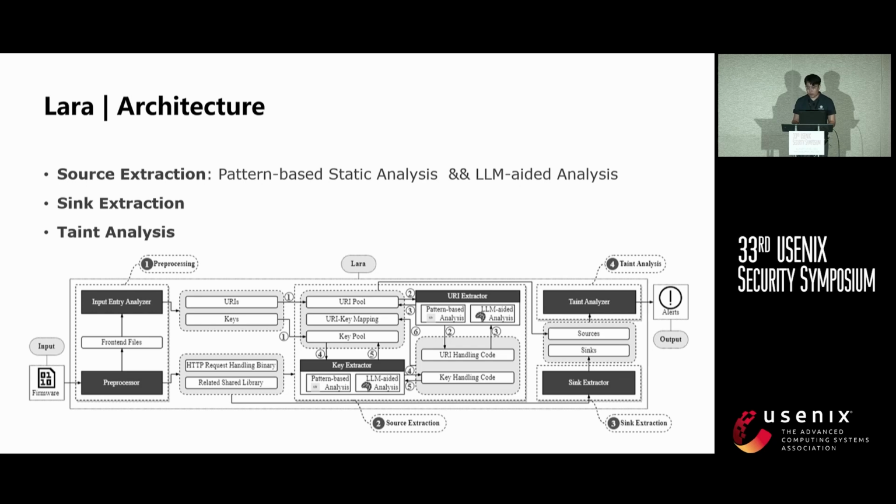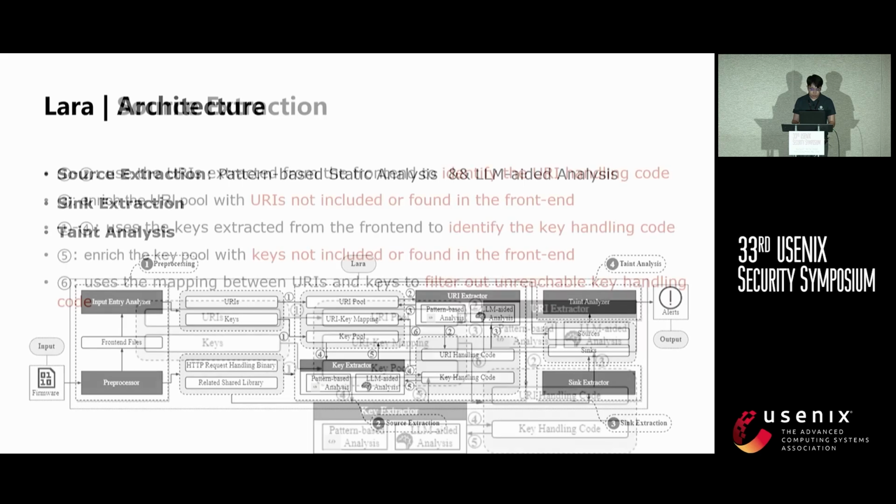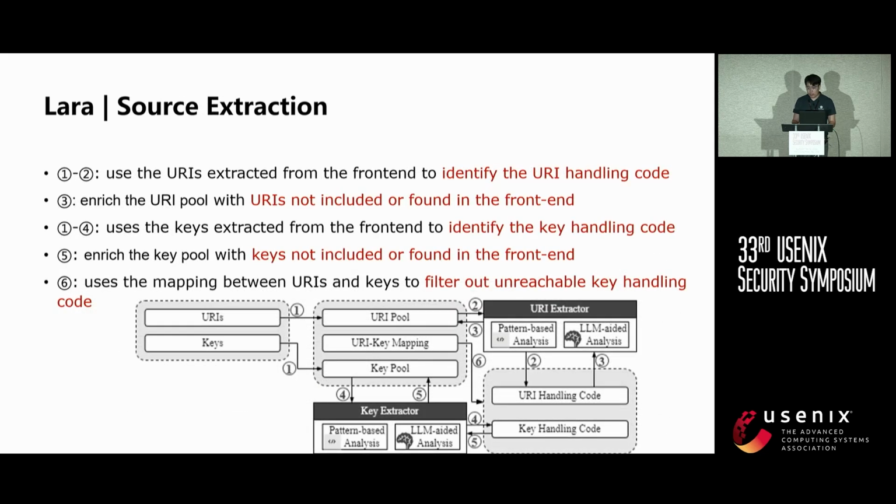Based on the 2 findings, we designed Lara, a static analysis tool for embedded systems. It mainly has 3 parts, targeting the 3 stages of data analysis: source extraction, sink extraction, and taint analysis. Source extraction is a queue and it has 6 steps.